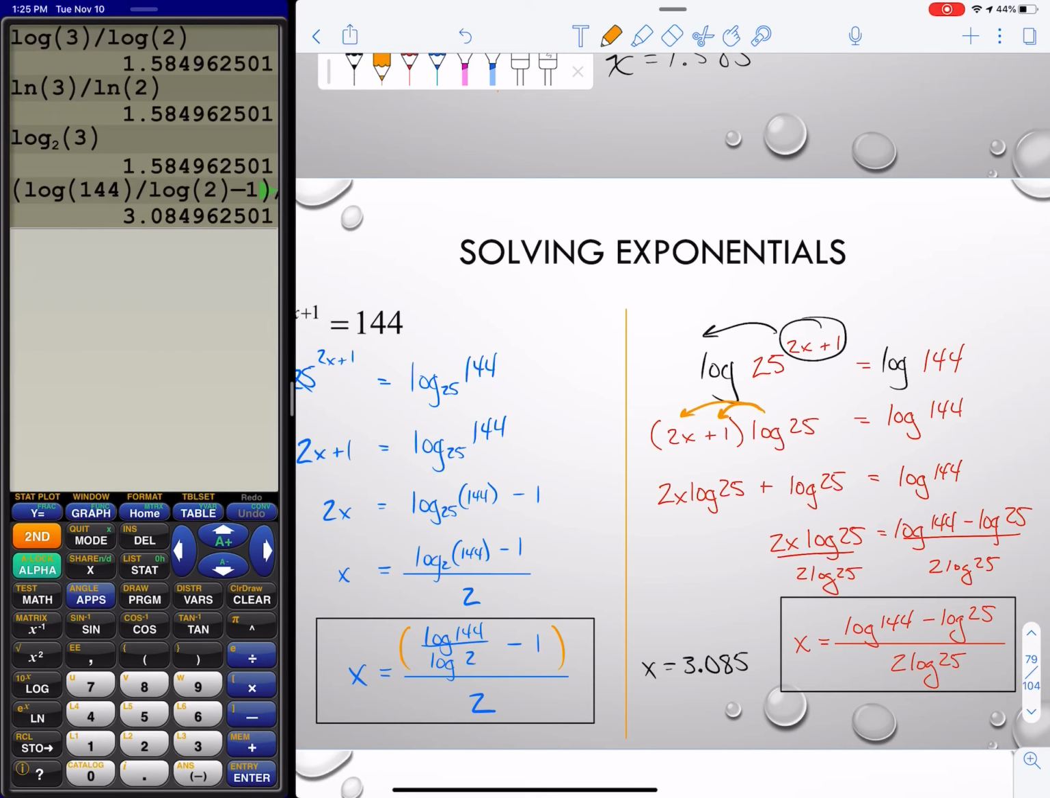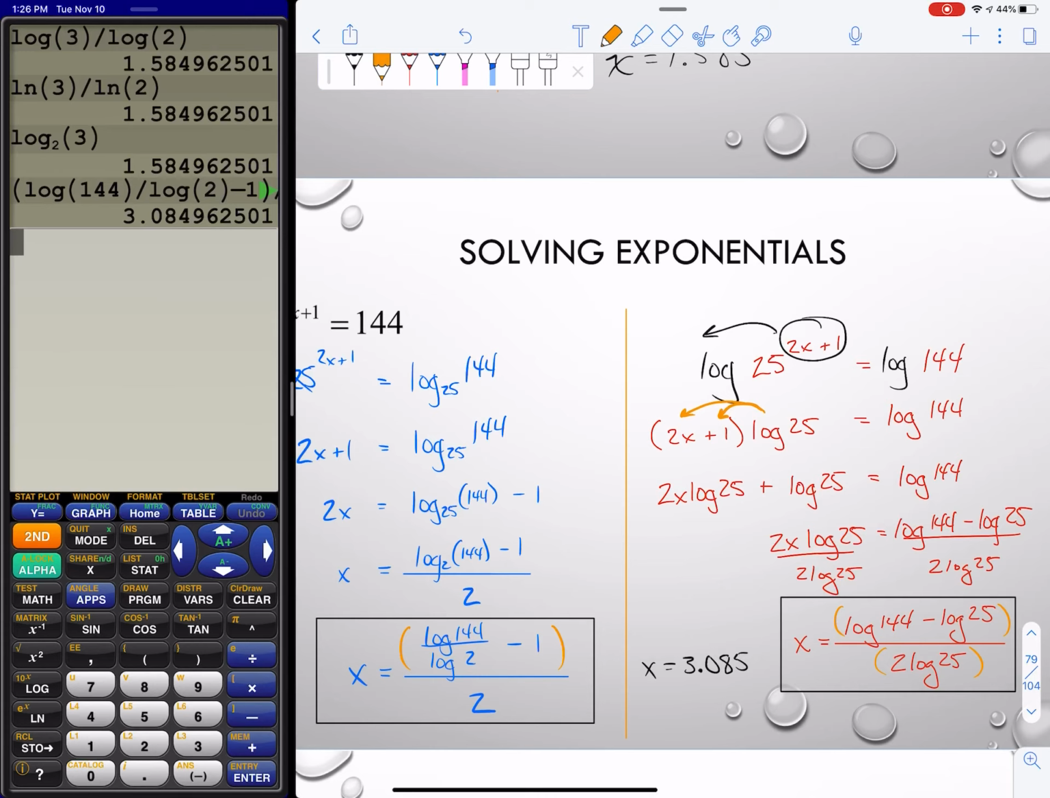All right, now let's take a look at the one in red and see if we get the same. Now again here, because I have a sum or a difference in my numerator, I need parentheses around that entire numerator. And in fact, because I have a product in my denominator, I need parentheses around this. Otherwise, it's going to divide it by 2 and then multiply the entire fraction by the log of 25 instead of dividing the entire thing by 2 log 25.